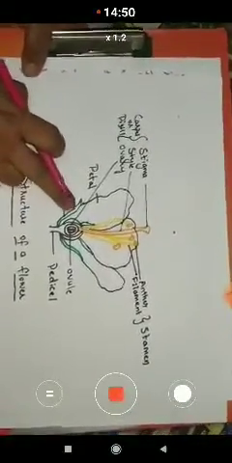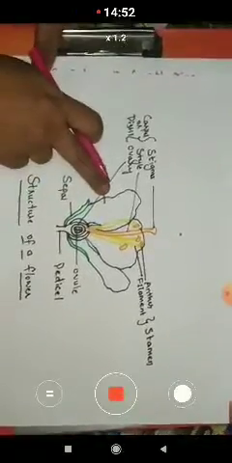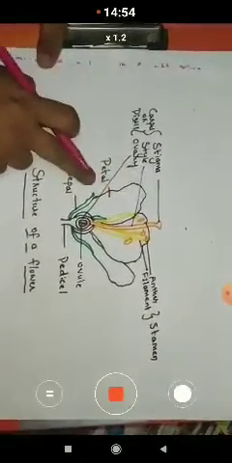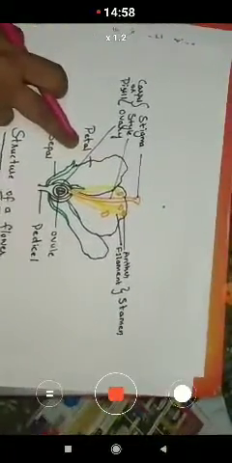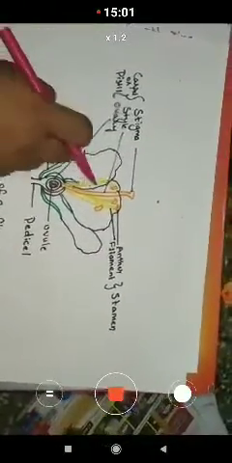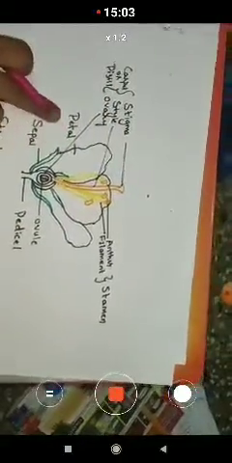Coming to the next whorl after the sepal, the next whorl is the petal. The petal is colorful, attractive and scented. This is also arranged in the form of a ring.